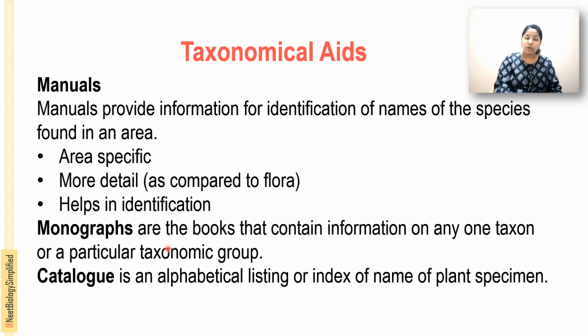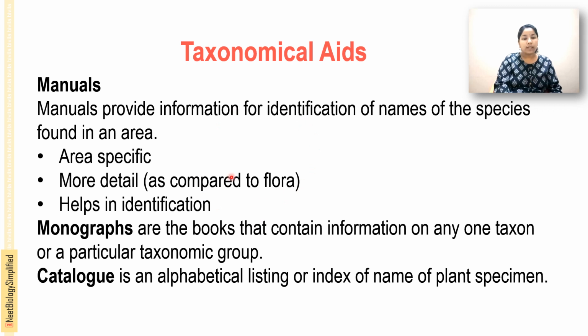Monographs are books that contain information on any one taxon or a particular taxonomic group. Next is a catalog. A catalog is an alphabetical listing, or you can simply say an index, of names of plant specimens. And these are the taxonomical aids.